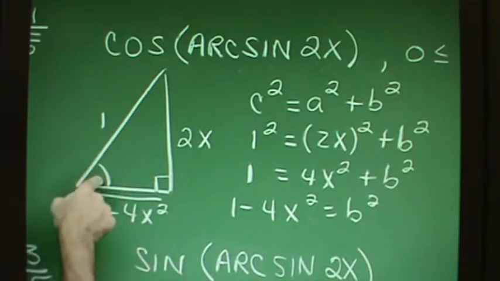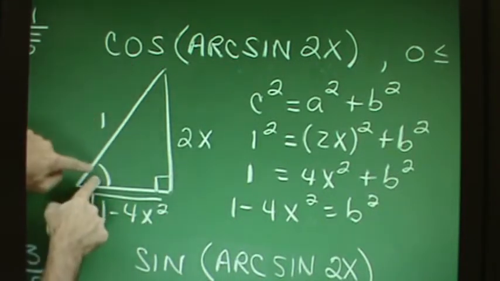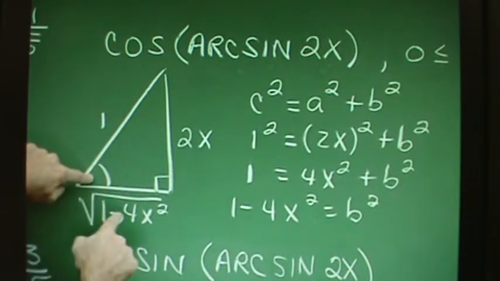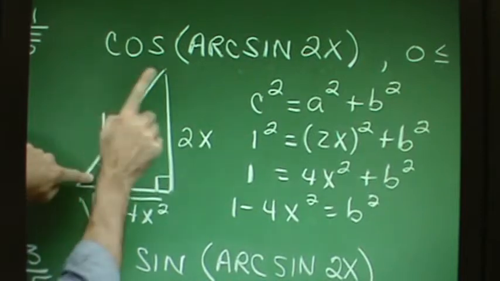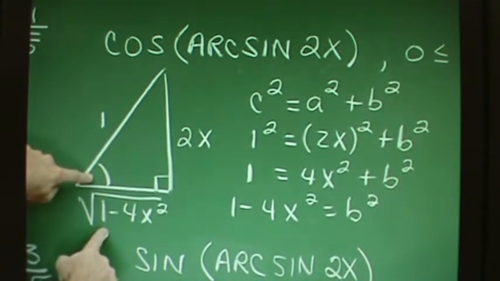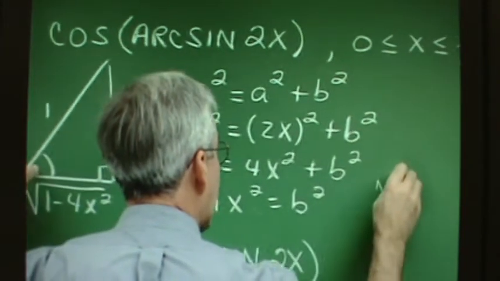And now we want the cosine of that angle, and the cosine is adjacent over hypotenuse, so it's this radical over 1, so it's simply that radical. So the cosine of the arc sine of 2x would be the square root of 1 minus 4x squared. And we write our answer somewhere out here, I guess.